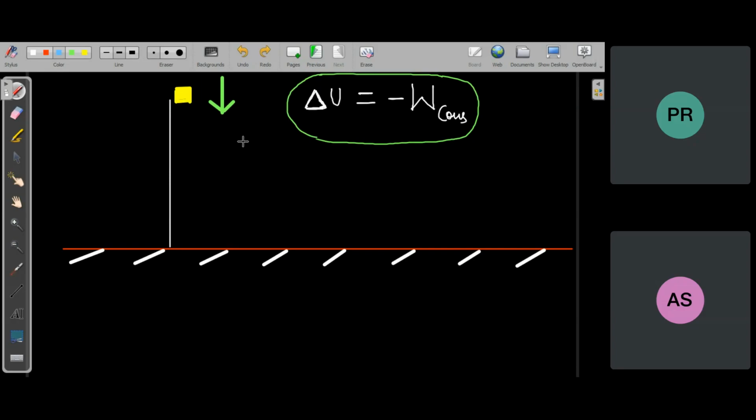Now tell me what you want. What is your confusion in potential energy? Now understood?